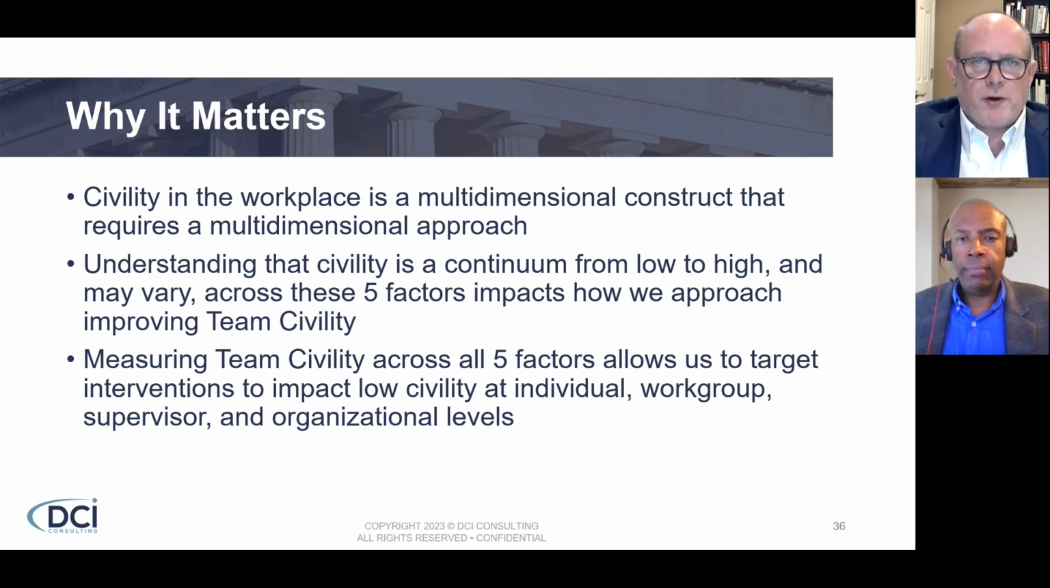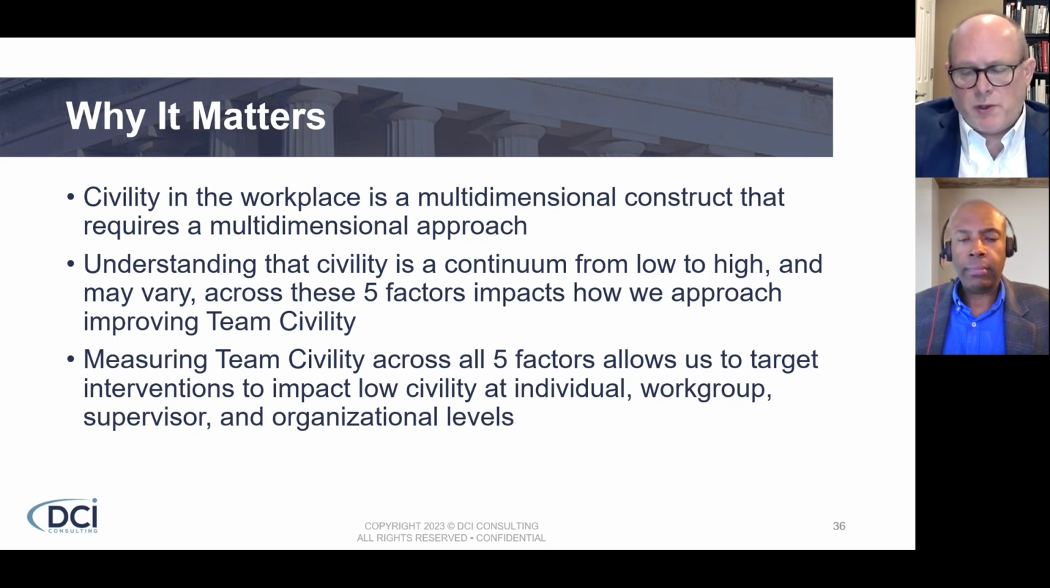This survey is only 30 items. It takes about 5 minutes to complete, so it's not going to take away a whole lot of time from employees. But understanding that civility is on a continuum from low to high, and that it can vary across these different factors, can impact how we approach improving team civility.